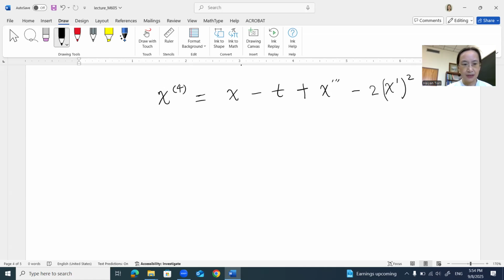So I have this equation. Can I reduce it to a first-order system? So my goal is to reduce this fourth-order differential equation of x to a first-order autonomous system.